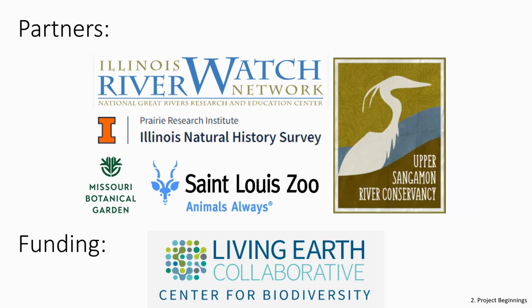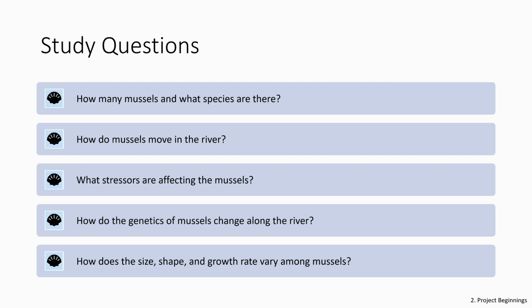And for this project, there are 5 main questions that we're kind of looking at answering. We want to know how many mussels are in the Sangamon and what species are there. We want to know how do mussels move in the river, and this isn't to say how do they physically use their foot to move. This is to say, do they go upstream, downstream, that kind of thing. We want to know what kind of stressors are affecting the mussels. We want to know if the genetic makeup of mussels changes along the river. And we also want to know how their size, shape, and growth rate vary among the mussels.